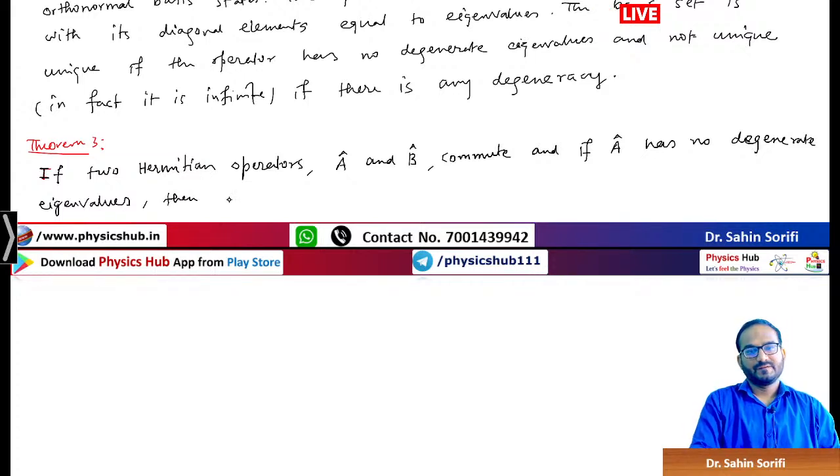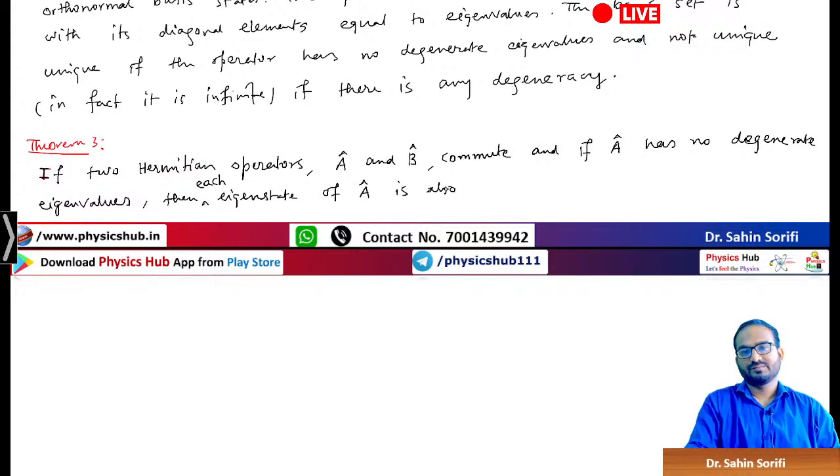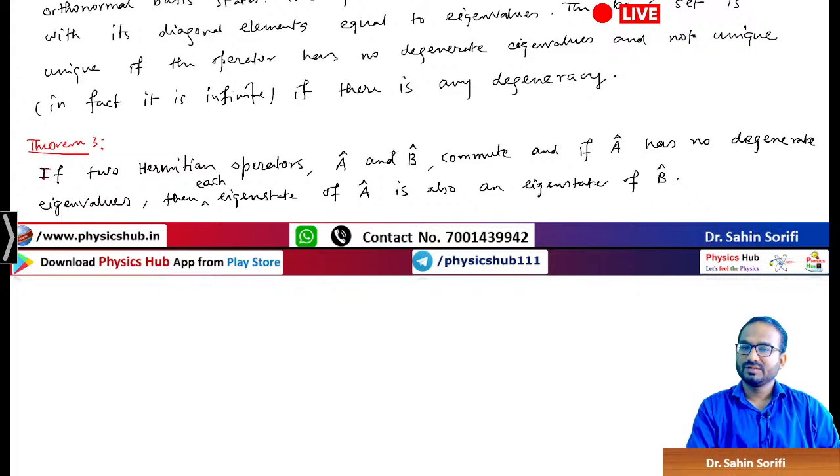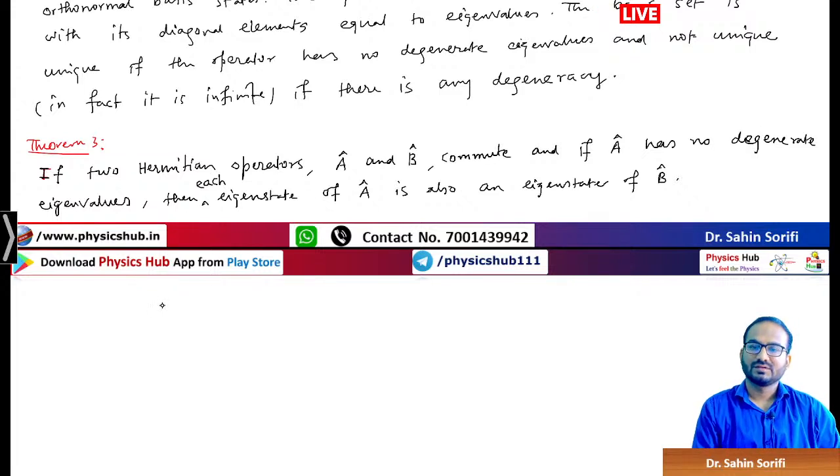Then each eigenvector or eigenstate of A will also be an eigenstate of B. So under which condition? The eigenvector of A is an eigenvector of B if they commute, and if A doesn't have any degenerate eigenvalues. Under these conditions, this will be satisfied.